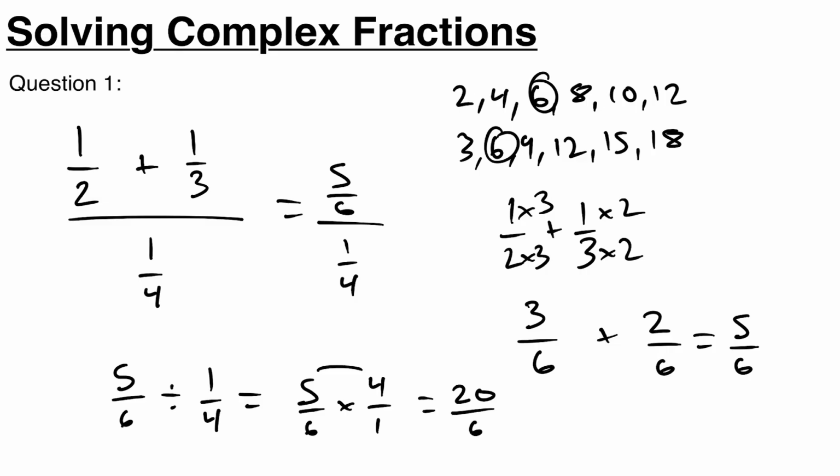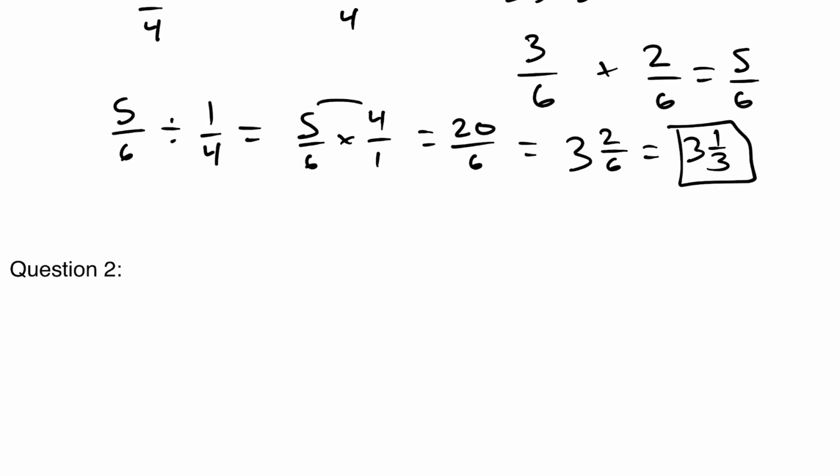And now how many times does 6 go into 20? It goes into 20 3 whole times, 6, 12, 18, and then we're left with 2 over 6, which is equal to 3 1/3. So our final answer is going to be 3 1/3. Now let's try another problem, and this time pause the video and try it on your own, but you'll see that the process remains the same.